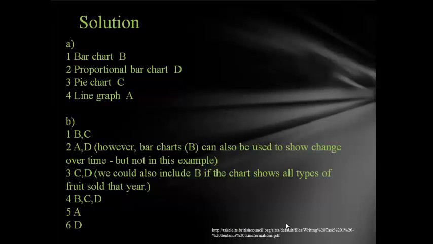Number 5, A. Line graph shows one value changes over time. And number 6 is D. Proportional bar chart shows how several values change over time.